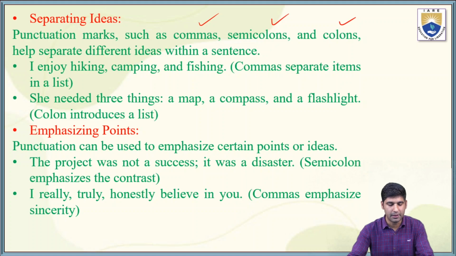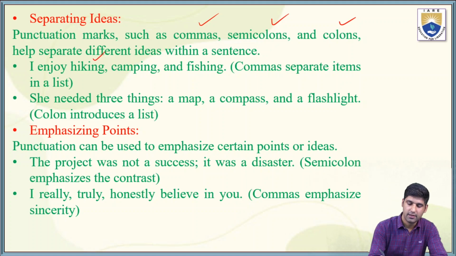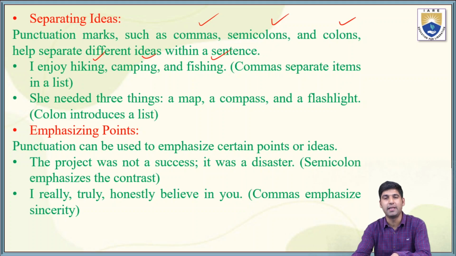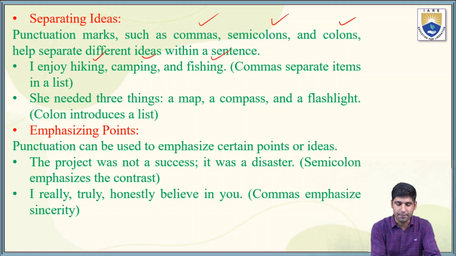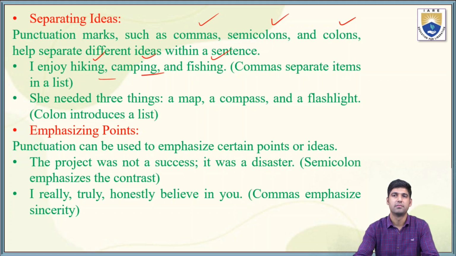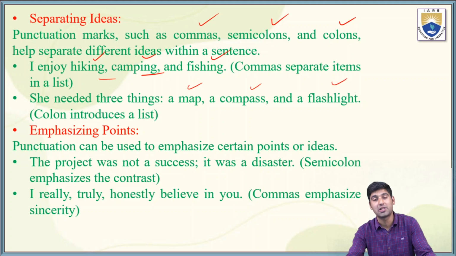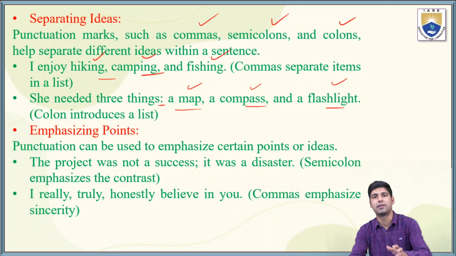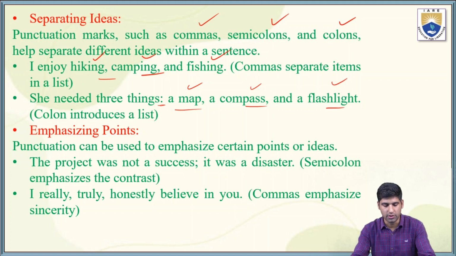See, in the first example, I enjoy hiking, camping, and fishing. There are three items in a series: hiking, camping, and fishing. They have been separated by the commas. Then, she needed three things: a map, a compass, and a flashlight. So the colon has one more meaning also. A colon means you need to pay attention to the upcoming details, but it divides the sentence also. So this is how the colon is used.